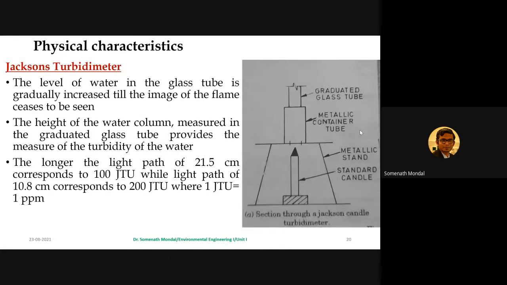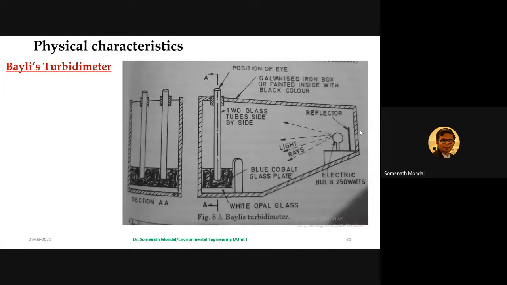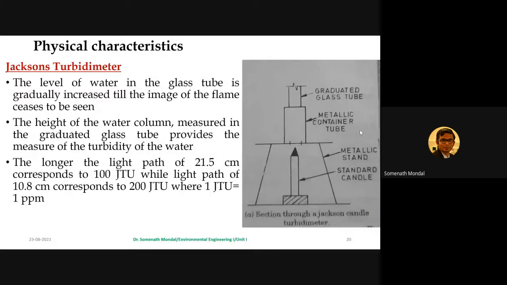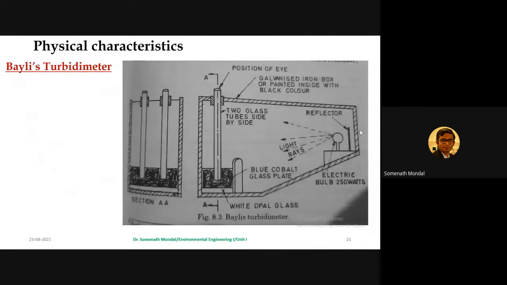So Jackson JTU is actually equivalent to 1 ppm. Fine. So this is the overall process of the Jackson turbidity meter. And the third one, as I mentioned before, is Baylis turbidimeter, which we are going to talk about next. On the right hand side, you can see the Baylis turbidimeter, and we have sections which have been shown.